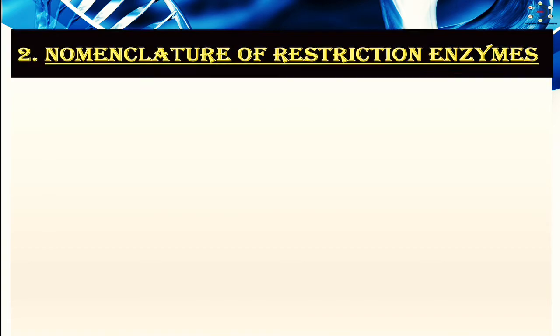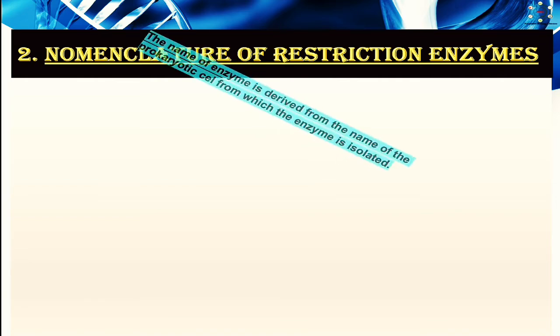Now, after this, the nomenclature of restriction endonucleases. How can you give a name to any restriction endonuclease enzyme? For example, if you talk about the microbial origin Arthrobacter luteus, and the enzyme name is AluI. So what is the way of nomenclature of these restriction endonuclease enzymes?